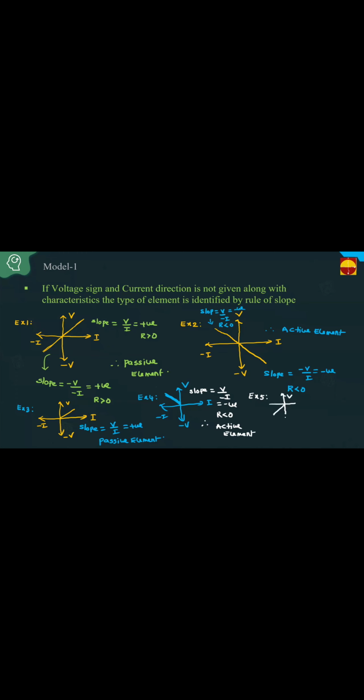This is V, this is minus V, this is I, this is minus I. What is the slope? Minus V by minus I, which is positive. R greater than 0. Which element? Passive element.